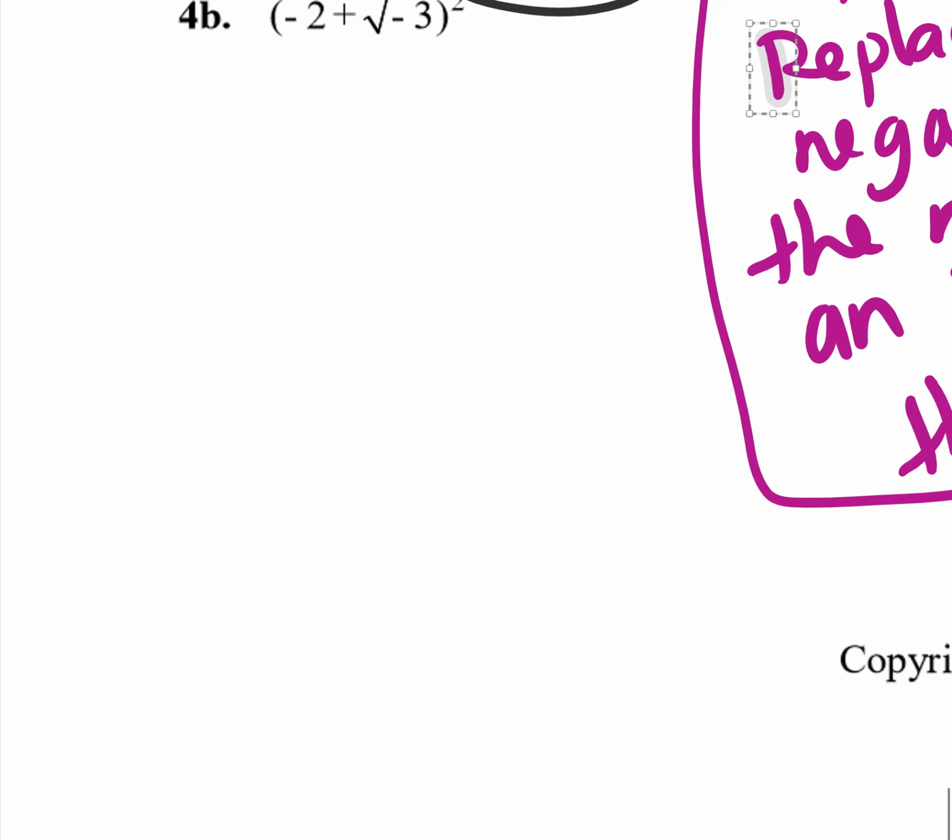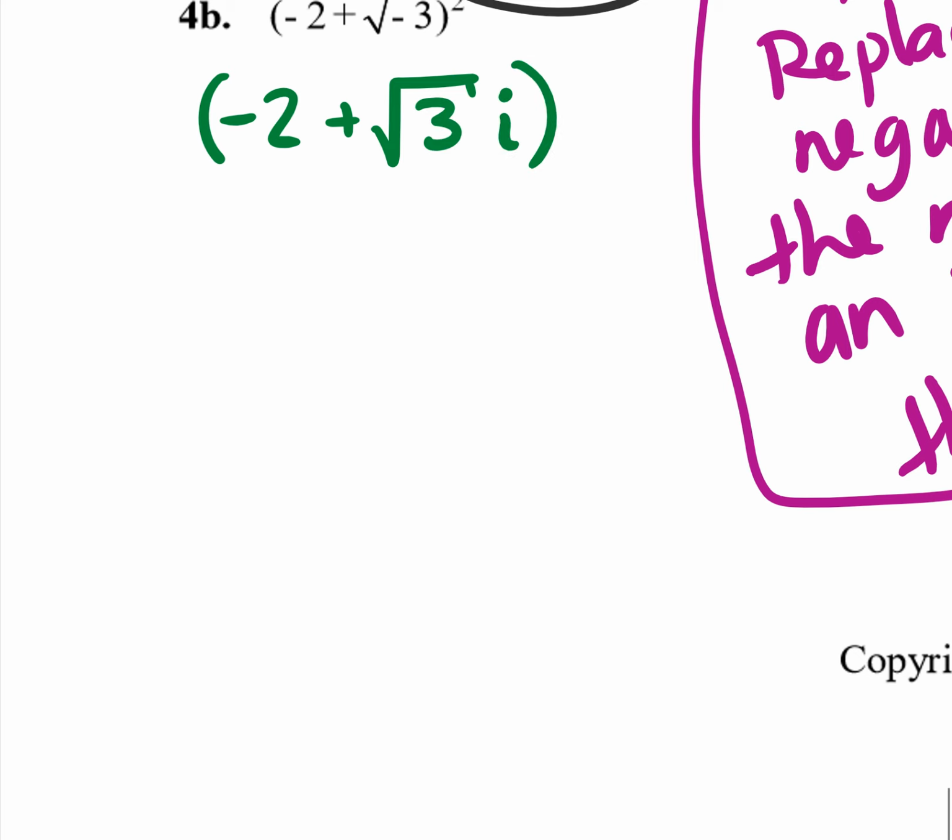So just be careful. And in this example we're looking at here, it looks like we have two terms. It's negative 2 and then root negative 3. I'm going to do what we did before and get rid of the negative, put an i at the end instead. And now this becomes a lot like a previous one we saw. We have two terms inside with a square outside. We have to actually write this twice and then FOIL it out.